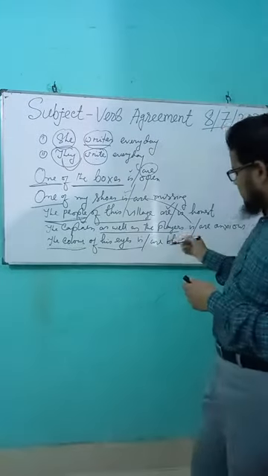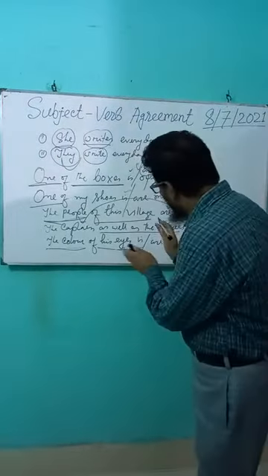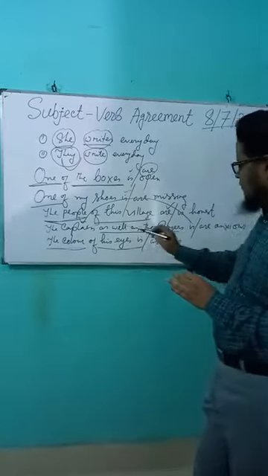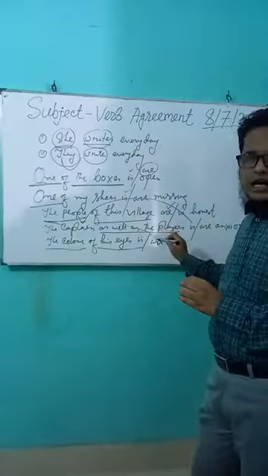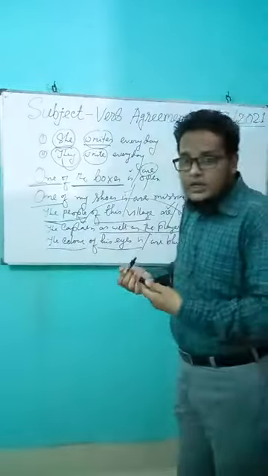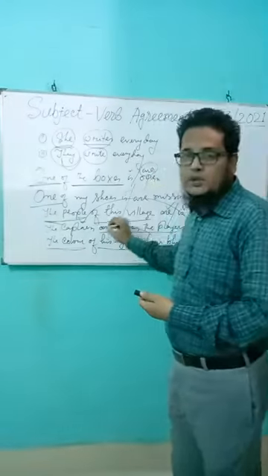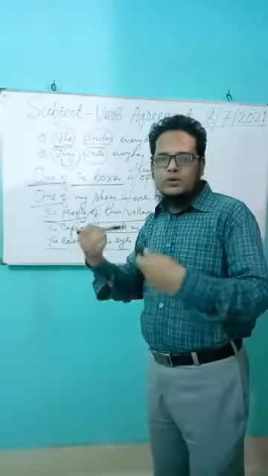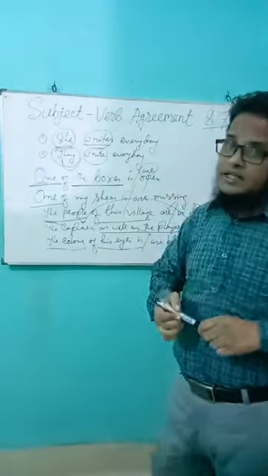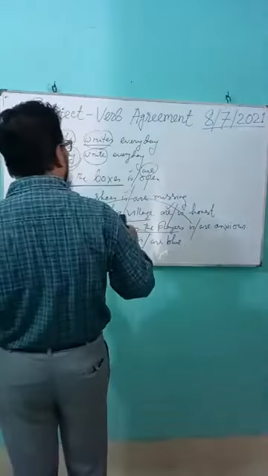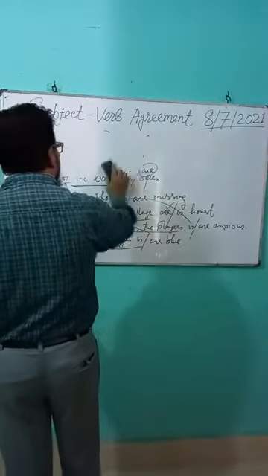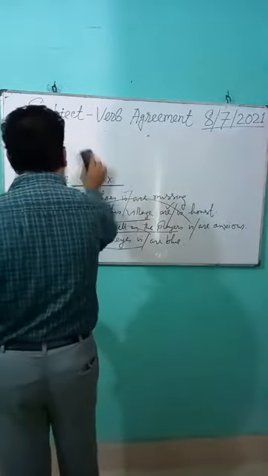So I mean the verb always agrees with the subject. The color of his eyes is blue, not are blue. We have to use "is" because the subject is singular. We have to take a singular verb, and if the subject is plural, we have to use a plural verb. So I think the idea is very clear to all of you. Today I am discussing subject verb agreement.